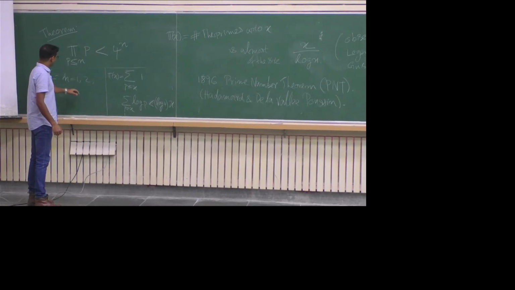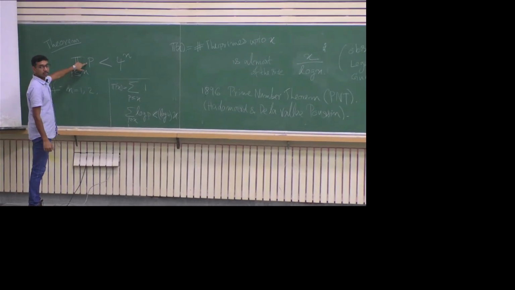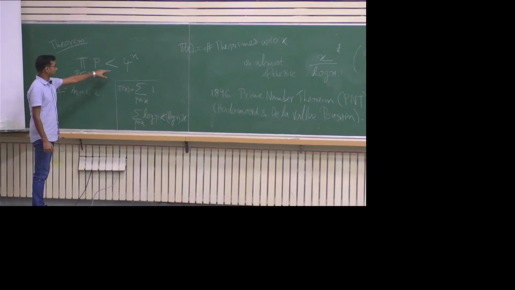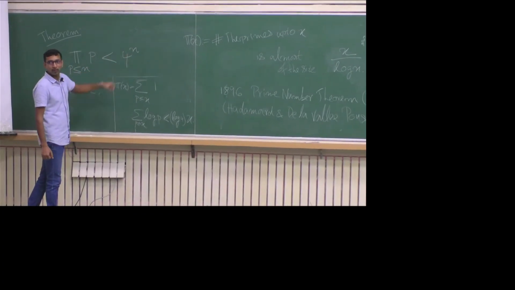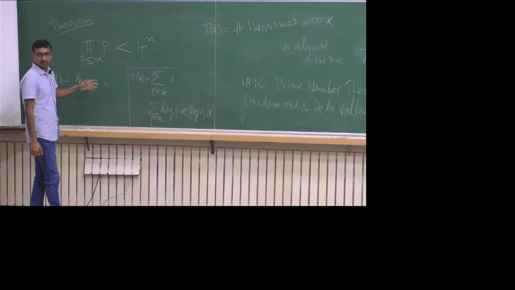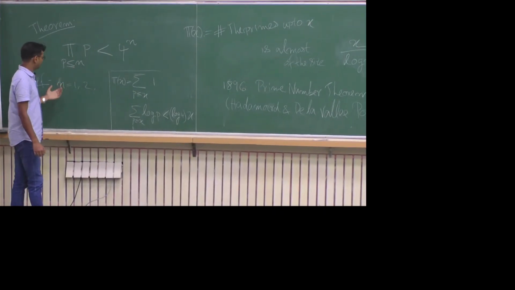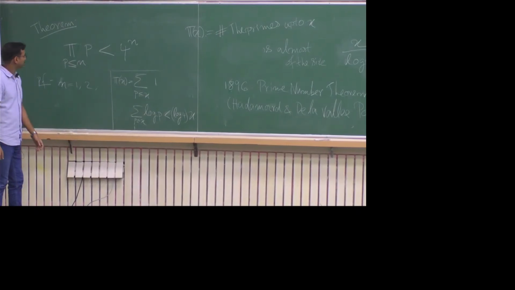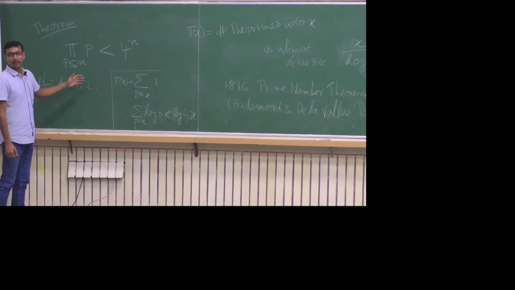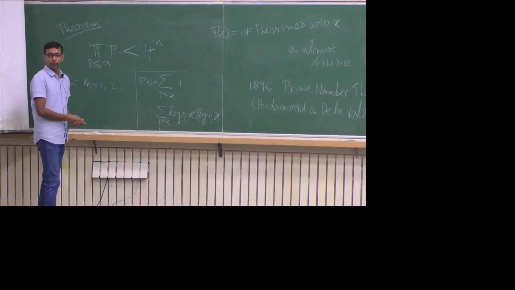So n equal to 1. For n equal to 1 and 2, the first one is 2, which is of course less than 4 to the power 1. And then the next one is 2 times 3, that's 6, and here you have 4 squared. So for 1 and 2, it's true. And if you keep on checking, you'll see that this is what you do.